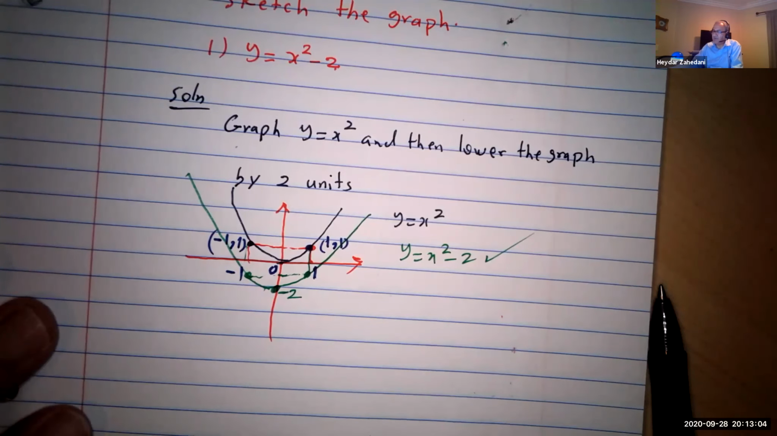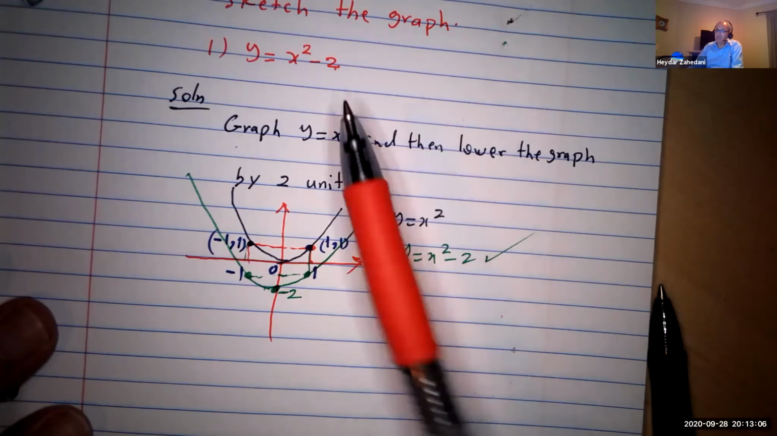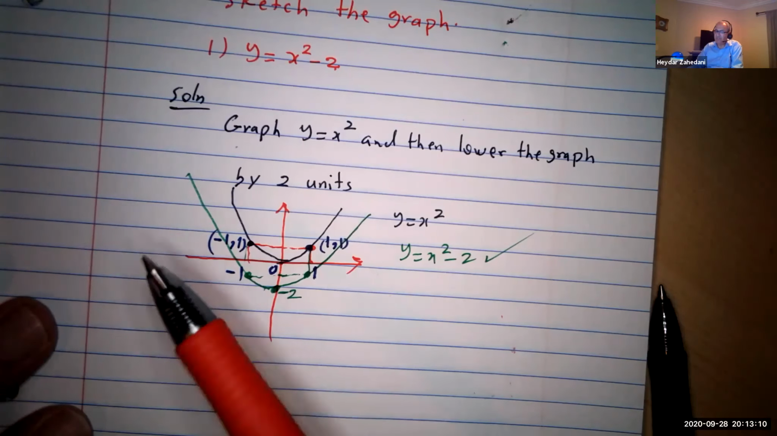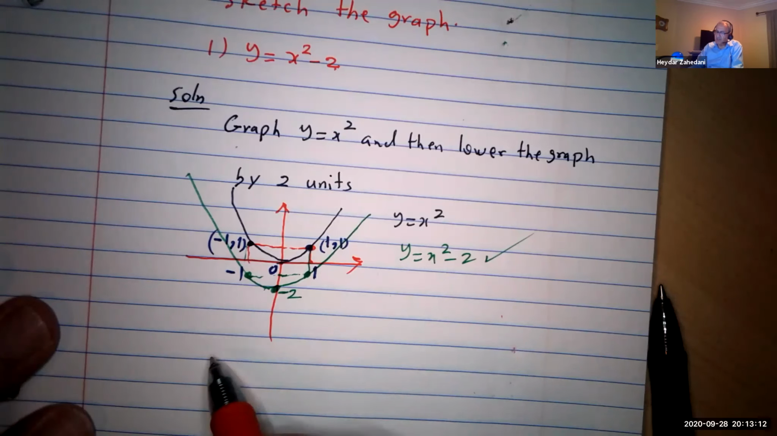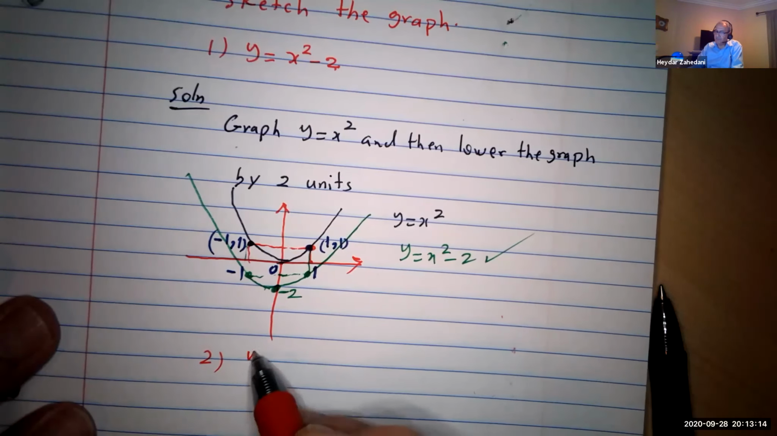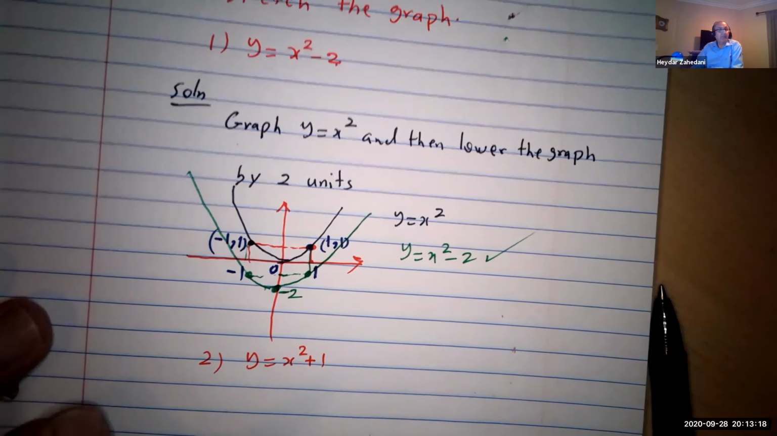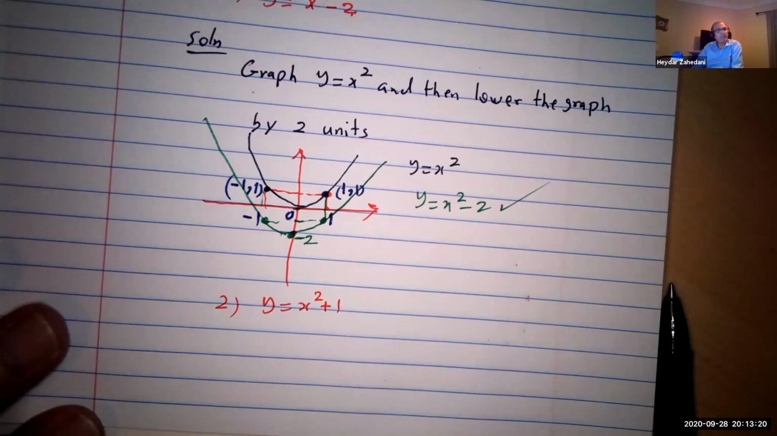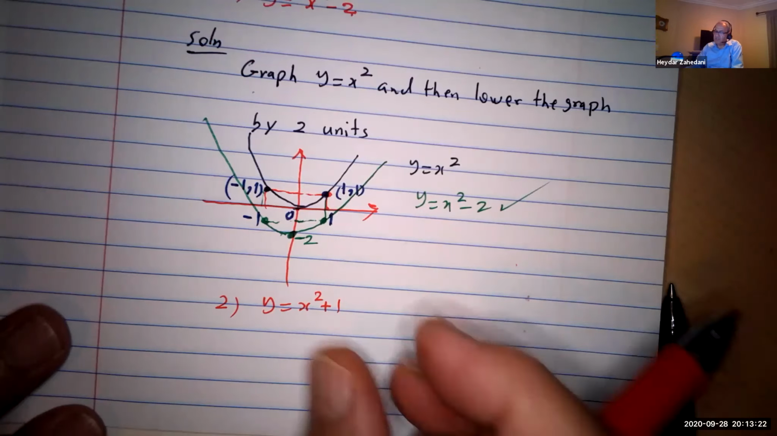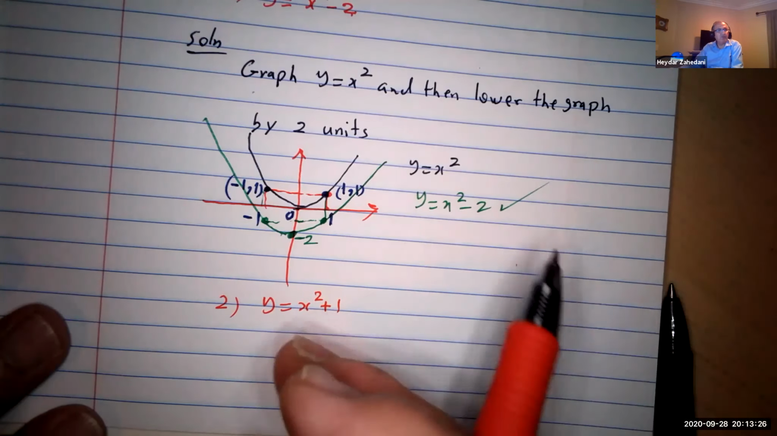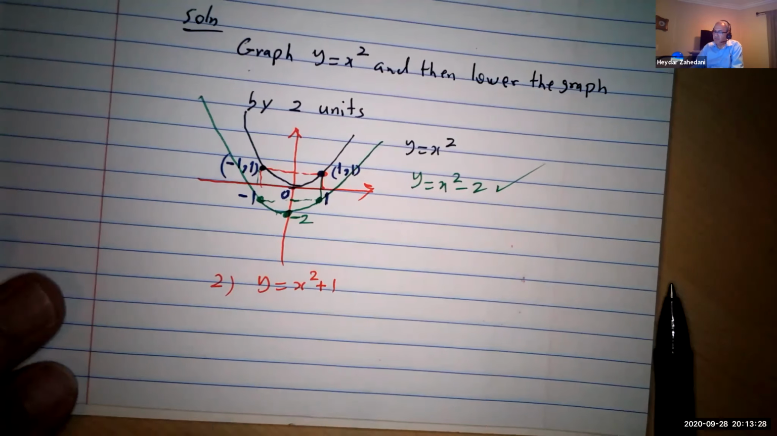Okay, let's have another one. So it's easy to remember. Shifting down, 2 units down. Okay, how about something to shift it up? We cannot give you a complicated function because you don't have it. Okay, look at this one. So in this case, you see we can graph y equal to x squared again. Since it's a positive one, you move it up, okay?